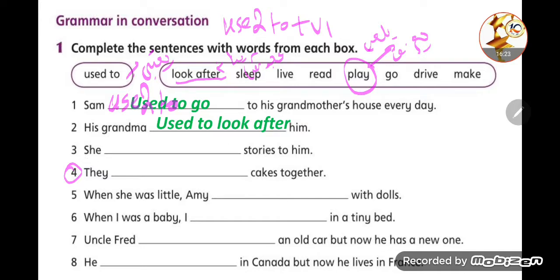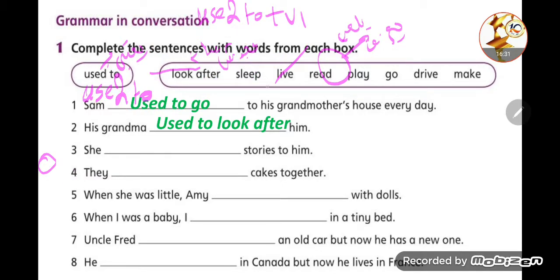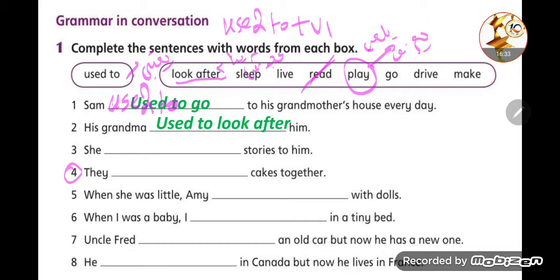Number three: she stories to him. Who is she? His grandma used to what? Used to read stories. Let's see the answer: she used to read stories to him. She was used to reading him stories. Number four: they cakes together. They used to what? Make. Didn't we say that cakes take "make"? They used to make cakes together. They were used to making cakes together.